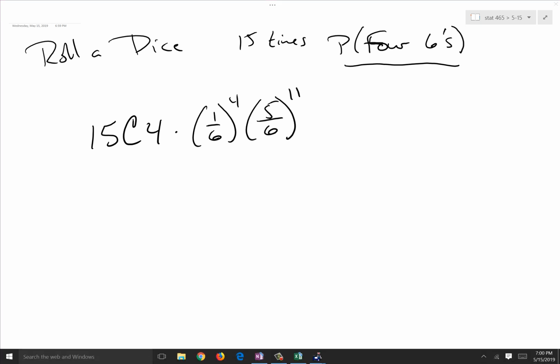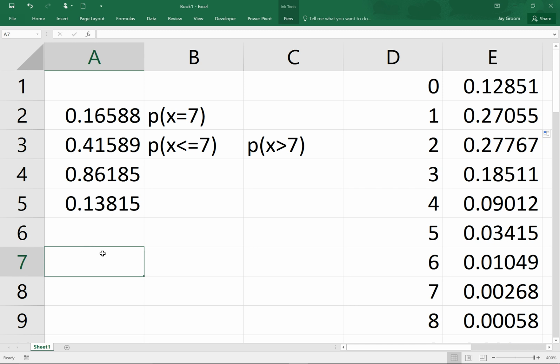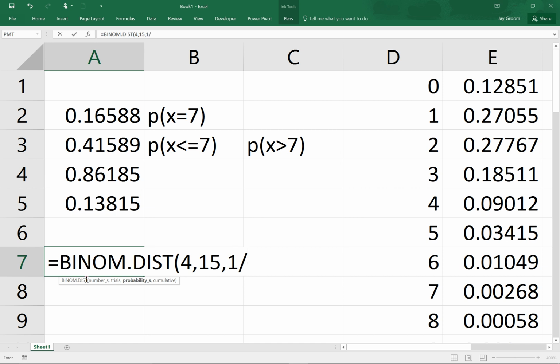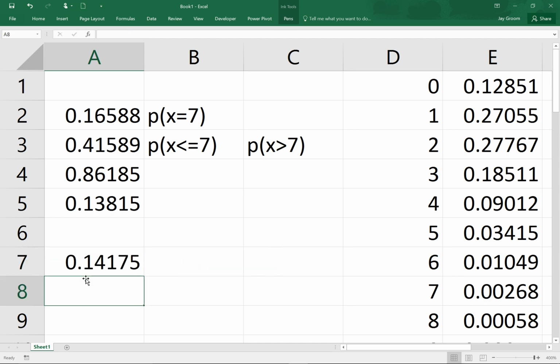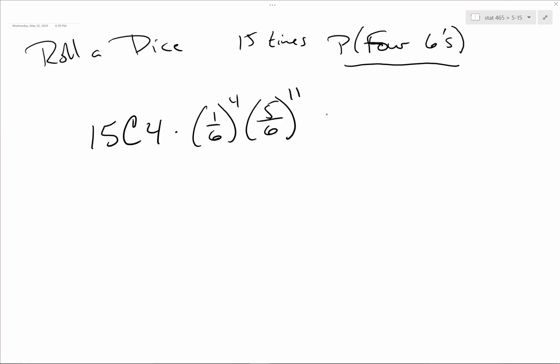And of course you can do that with the binomial dist if that makes you happy. Equals binomial dist. And I wanted to get 4 wins. And I'm going to play 15 times and 1 divided by 6 and 0. Which is about a 14% chance of happening. Roughly.